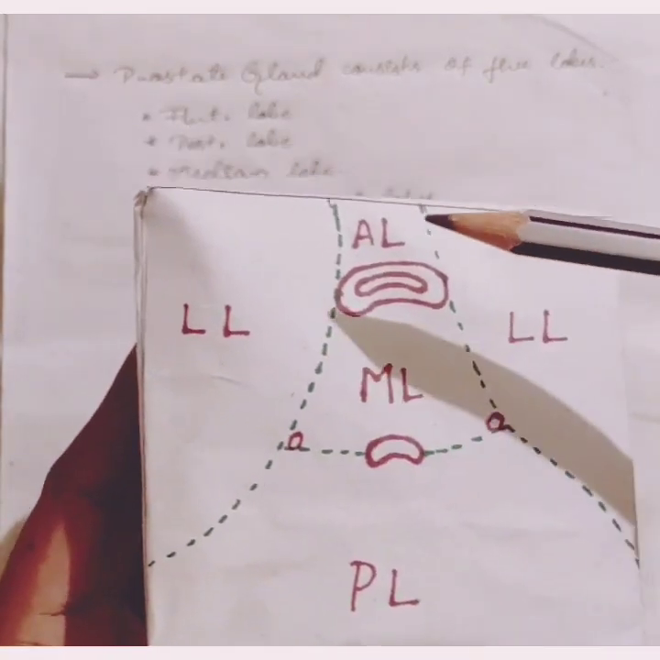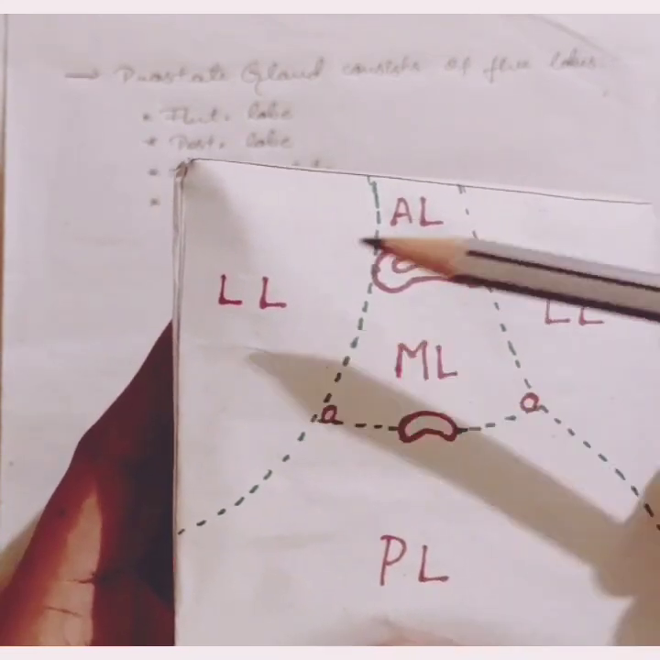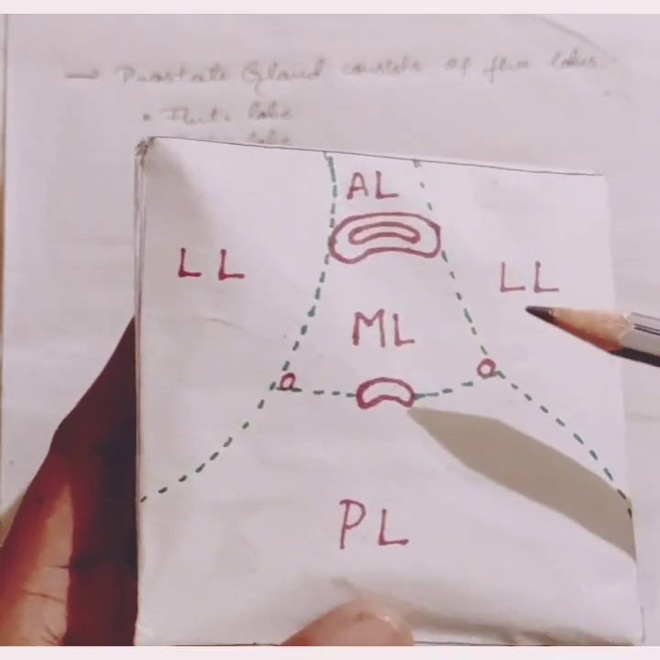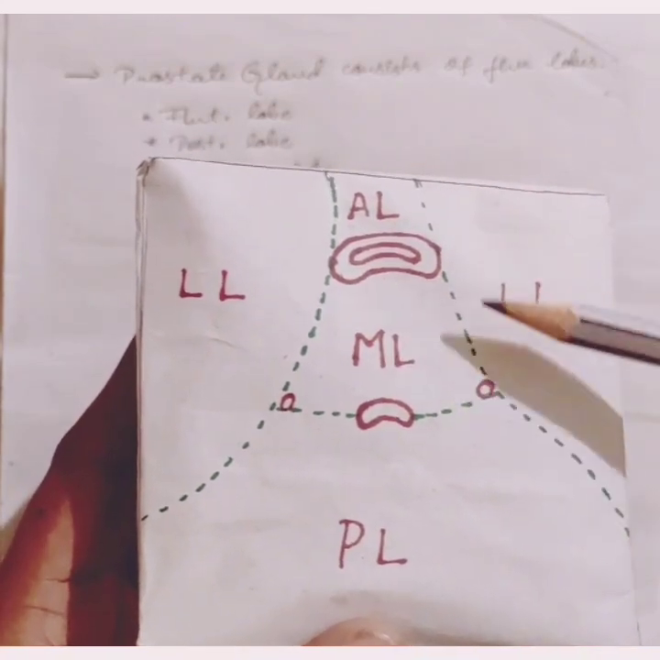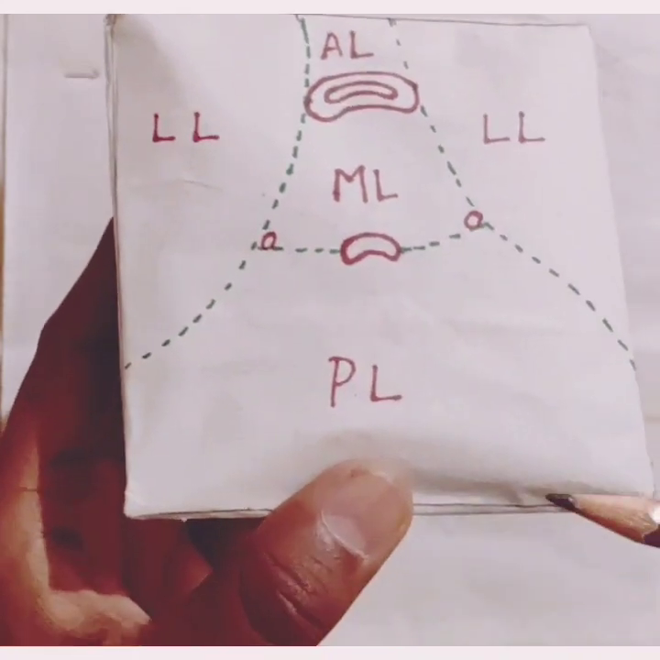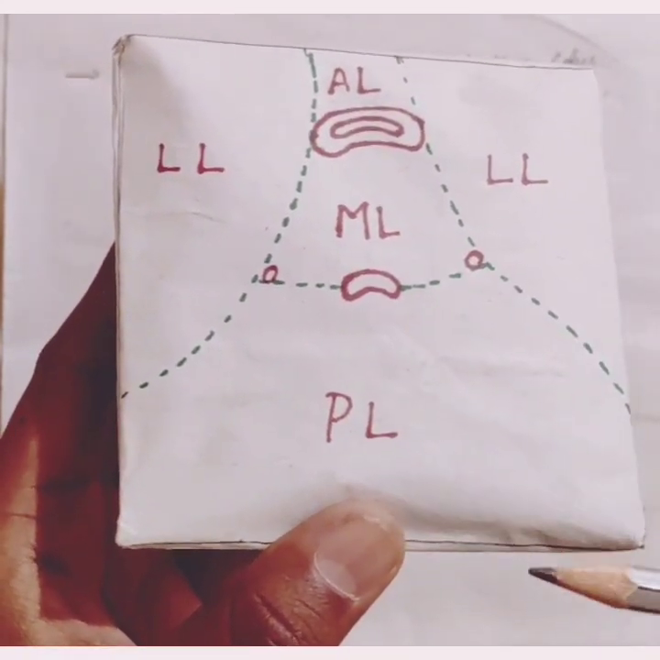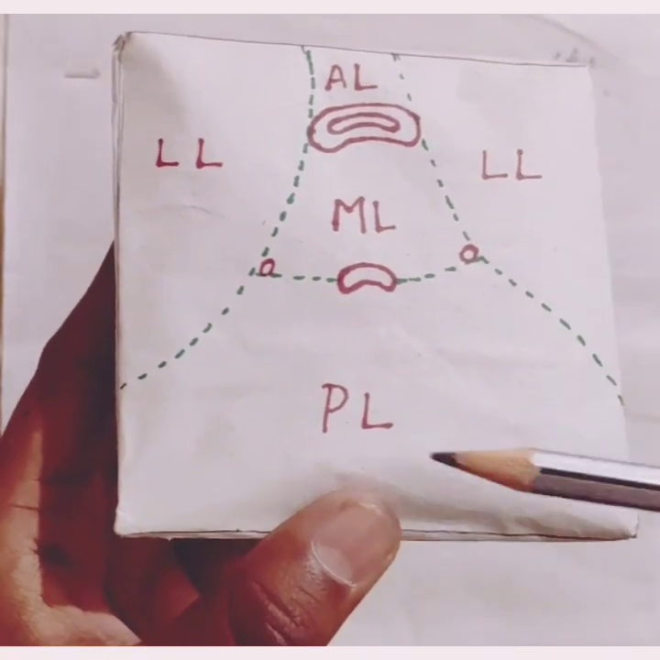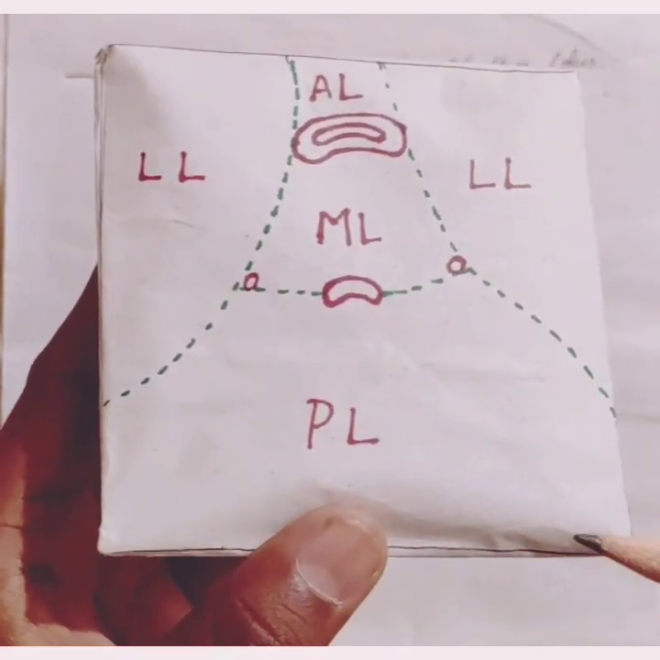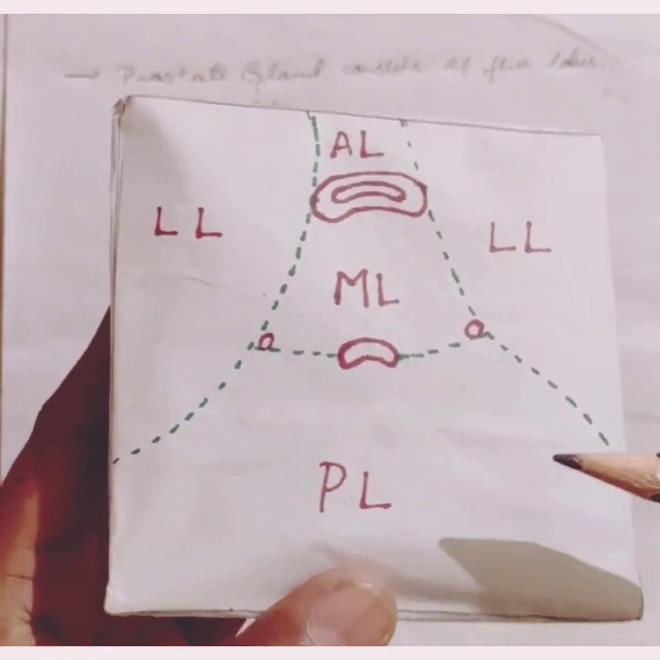Firstly, anterior lobe. Anterior lobe is in front of the urethra and it connects the 2 lateral lobes. It does not contain glandular tissue, hence it is often called the isthmus. Next, posterior lobe. Posterior lobe is behind the ejaculatory duct and it also connects the 2 lateral lobes. The primary carcinoma usually begins in this lobe.